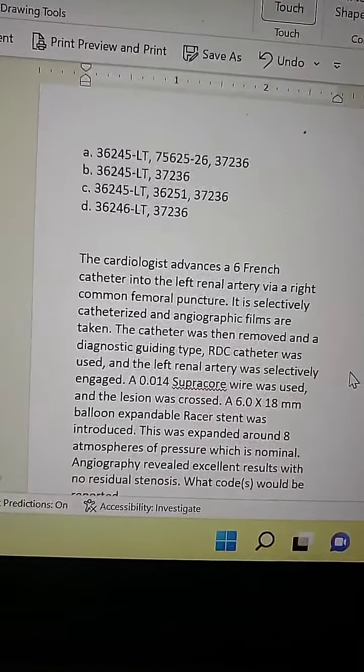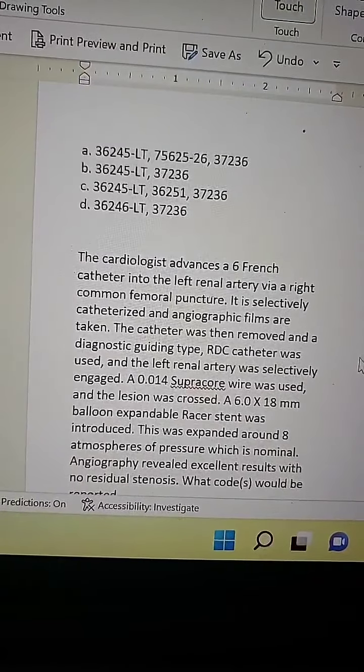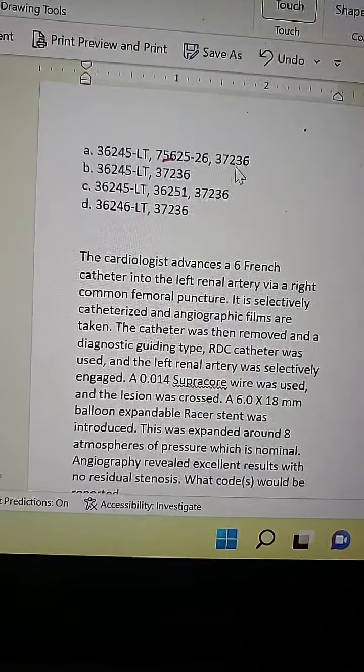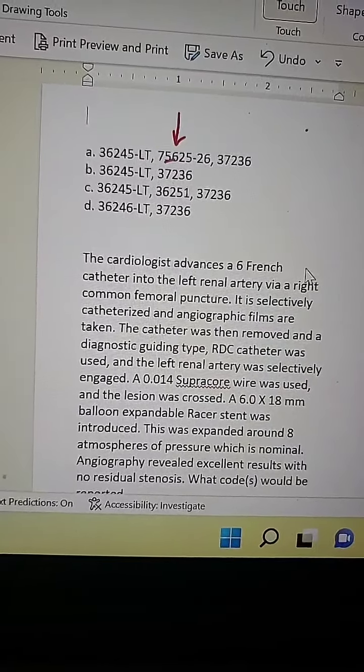Does anybody have an answer for this one? Anybody want to take a guess? Are we adding a 7,000 code to these cardiology codes? Does that look like that would be a feasible thing to do?